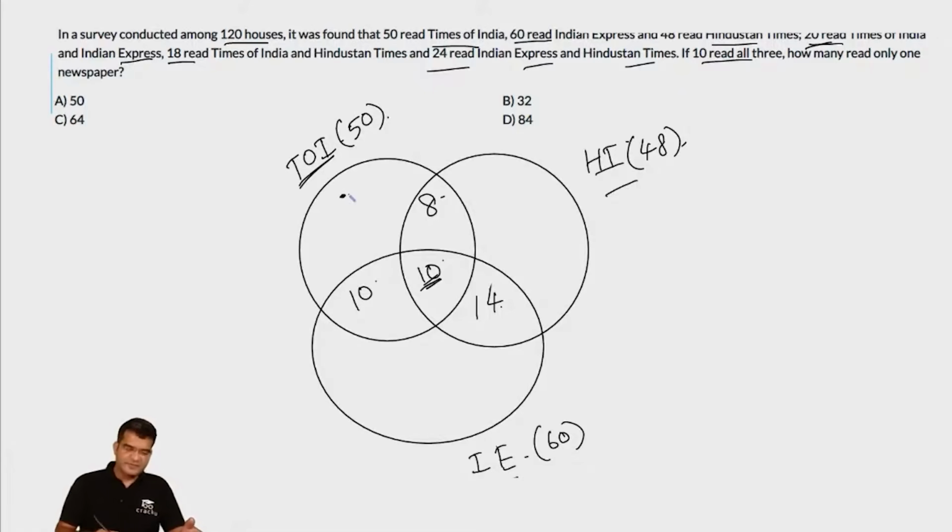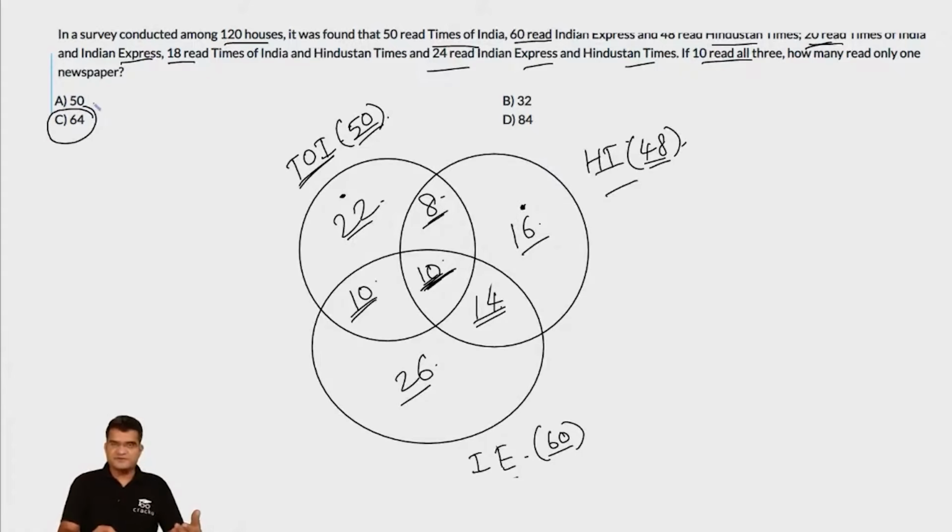So, now you can figure out how many people read only Times of India. That will be 50 minus 10 minus 10 minus 8. That is 50 minus 28, which is equal to 22. And how many people read only Hindustan Times? That will be 48 minus 8, so 40 minus 10, so 30 minus 14, so this will equal 16. Similarly, if you are looking for the number of people who read only Indian Express, it will be 60 minus 10, 10 and 14. So, 60 minus 34, so this will equal 26. So, if you are totaling all of them up, 22 plus 26 is 48, plus 16 is 64. So, the number of people who read only one newspaper will be 64.